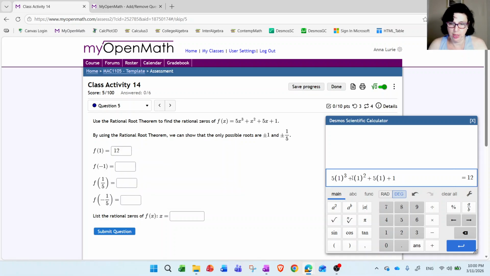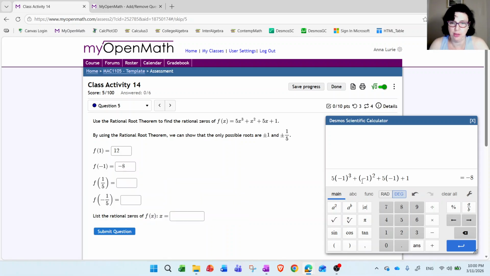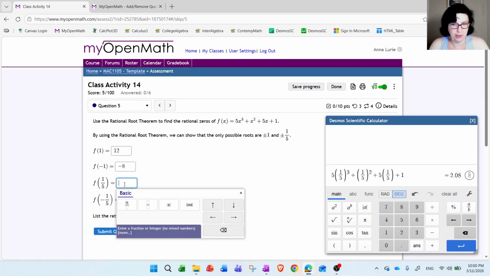Okay, now let's do negative 1. So now we'll replace the empty parentheses by negative 1. That's negative 8. That's also not a 0. Okay, how about 1 over 5? So we're just going to replace 1 over 5 inside the parentheses. And that's also not a 0.